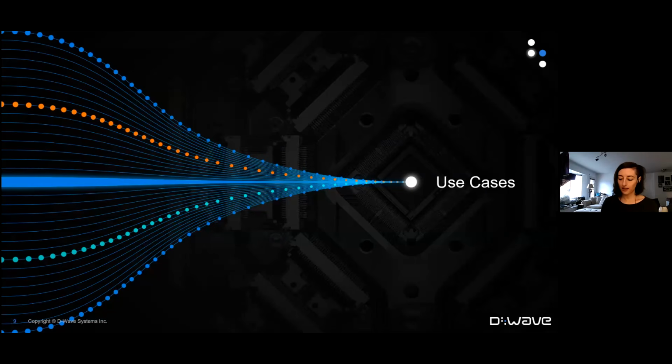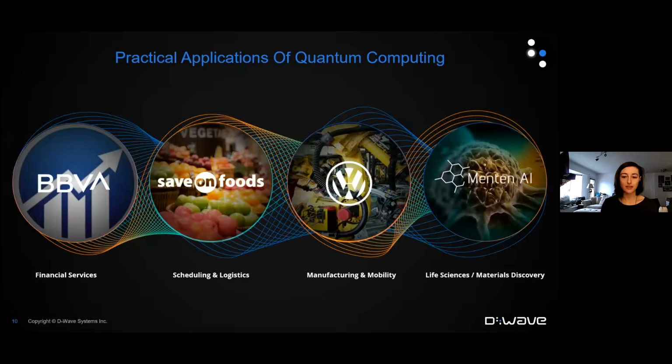Okay, with that, let's talk about a few use cases. Over the past couple of years, we've seen a few different verticals bubble up. So those are financial services, scheduling and logistics, manufacturing and mobility, and life sciences and materials discovery. There's also been interest in other industries like telco, the energy sector, and others, but we found a lot more uptake and more immediate ROI in these four verticals right off the bat.